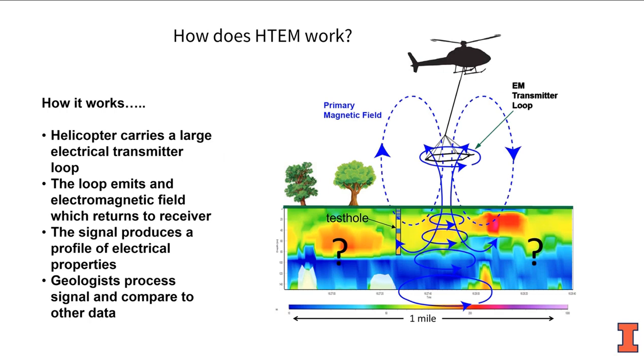How does this system work? Well, you have this helicopter. It's towing this big loop, which has electrical wires around it and a battery, and it can send electrical energy straight down into the subsurface down to about 500 meters. When the geology interacts with that energy, it comes back to a sensor on the instrument, which can measure differences in time and differences in energy and create these images of the subsurface.